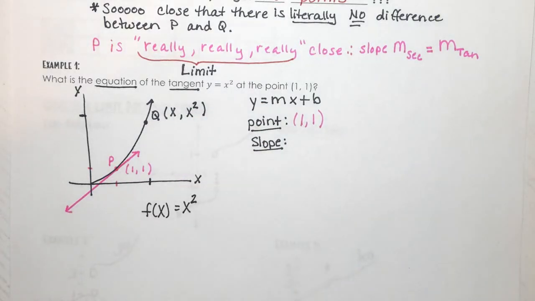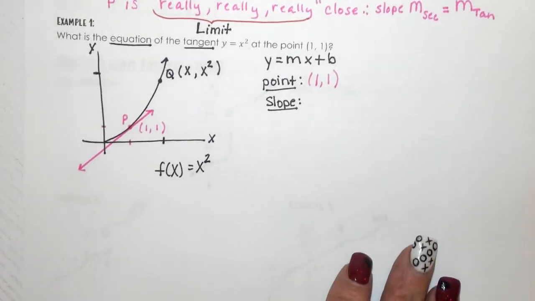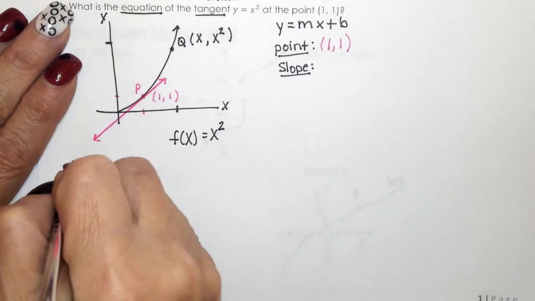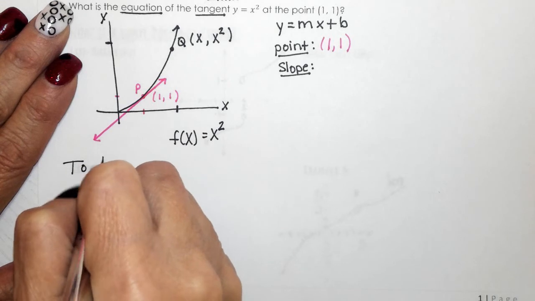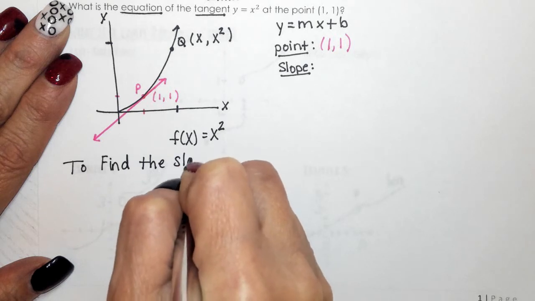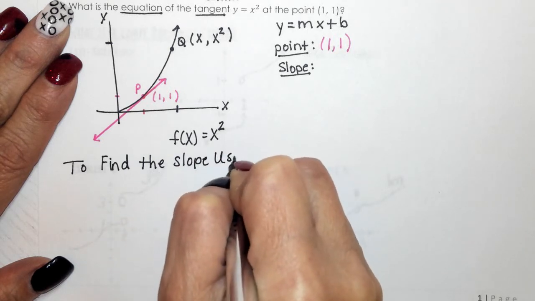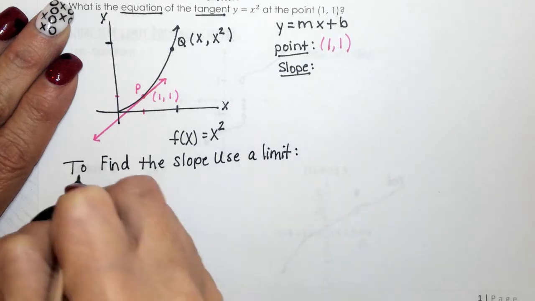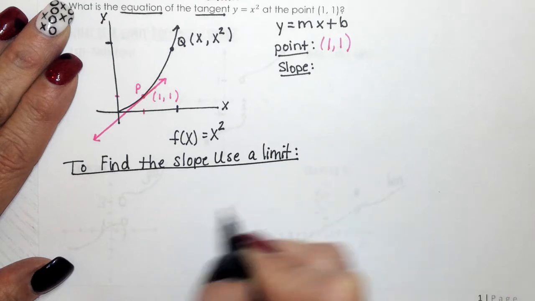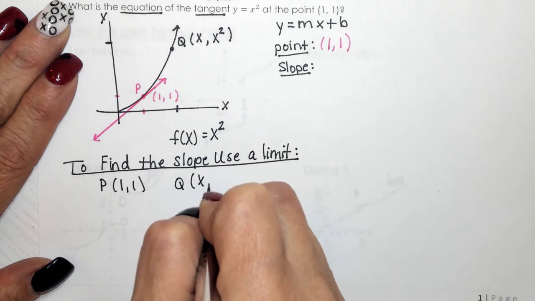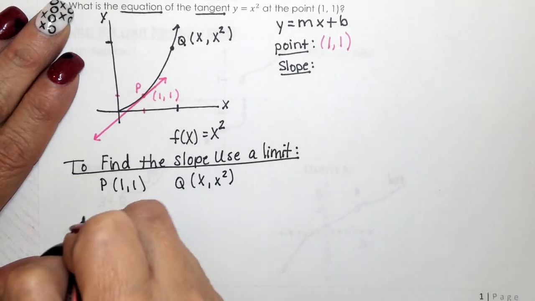Okay, well, this is where I get so excited because you're about to do a lot of algebra, right? Because do you know how to use your formula? All right, let's come down here. Let's write this, just so you have it for your notes. To find the slope, use a limit. Okay. Here we go. We're going to use the point 1, 1. And we're going to use the point x, x squared. All right, let's find the slope.